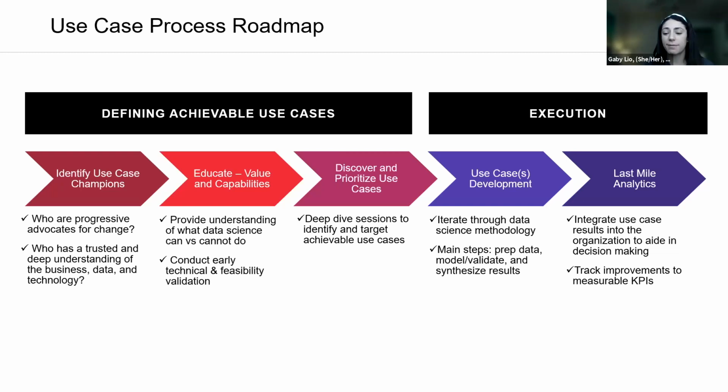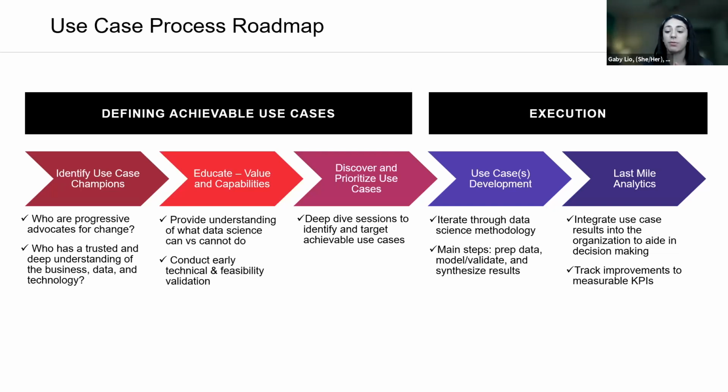We must first identify our use case champions and build a team around them. They are the leaders who are trusted and have a really good understanding of the problems that the business faces and how data can help solve those problems. Secondly, we need to educate the business around what data science can do versus what it can't do, and conduct early feasibility assessments. Once you have done both these things, it becomes really easy to use that team to then discover possible use cases and prioritize them based on business value and technical feasibility.